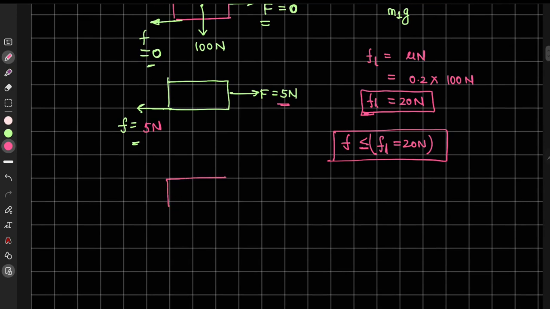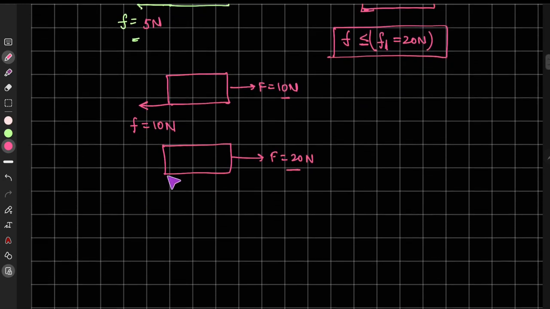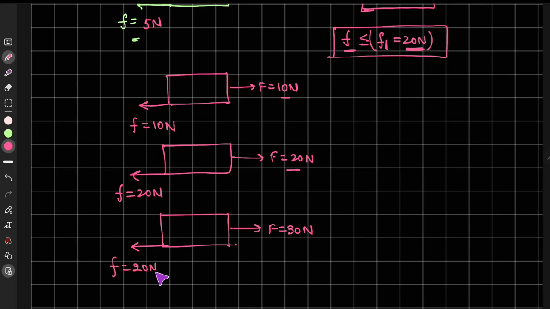Let us say we are applying a force of 10 Newton. Again it has not crossed the limiting friction, so the friction value will be 10 Newton. If we are applying F equal to 20 Newton, then it is just equal to the limiting friction, and the friction will be the same, 20 Newton. Let us say we are applying a force of 30 Newton. In that case the friction cannot be greater than the limiting friction, so the friction will be 20 Newton only.